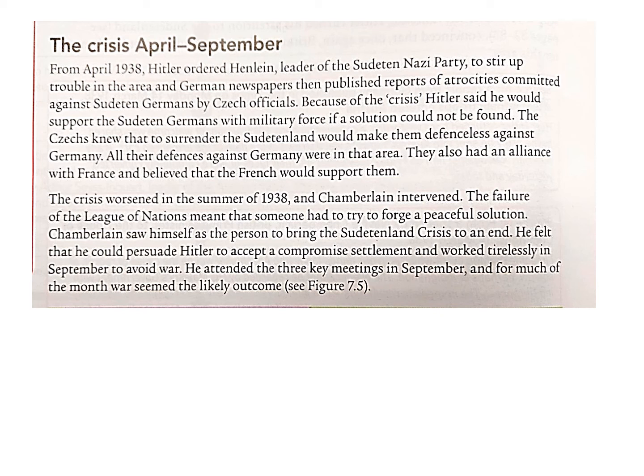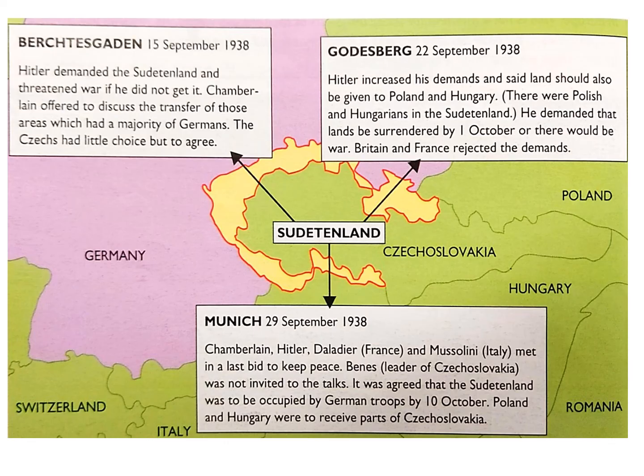The crisis worsened in the summer of 1938, and Neville Chamberlain, Prime Minister of Britain, intervened. The failure of the League of Nations meant that someone had to try and forge a peaceful solution. Chamberlain saw himself as the person to bring the Sudetenland crisis to an end. He felt that he could persuade Hitler to accept a compromise, and he worked tirelessly in September to avoid a war. He attended 3 key meetings in September, and for much of the month, war seemed a very likely outcome.